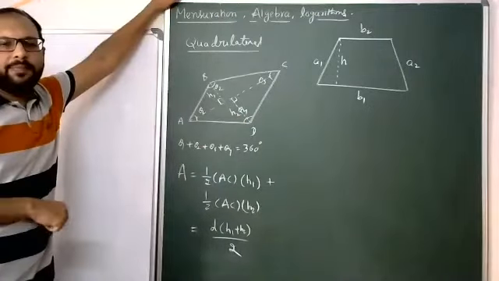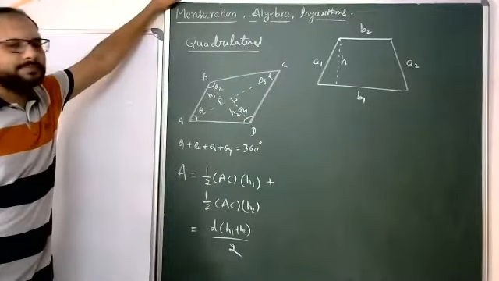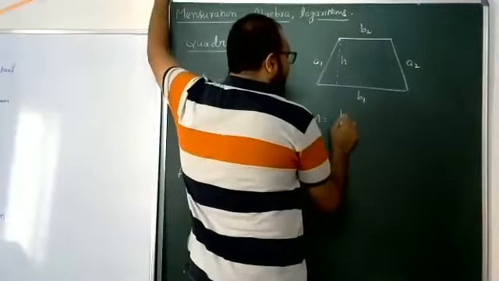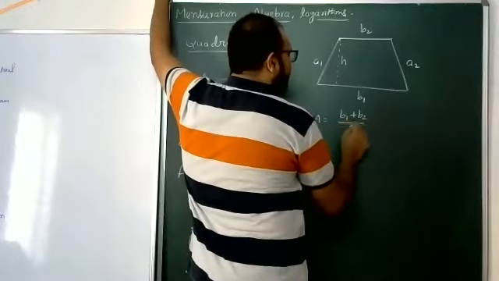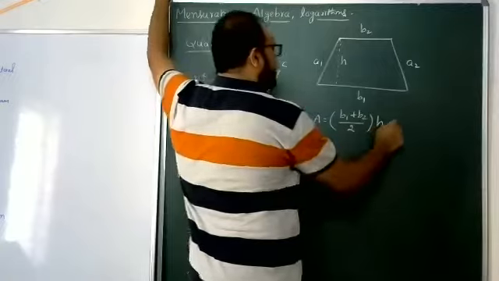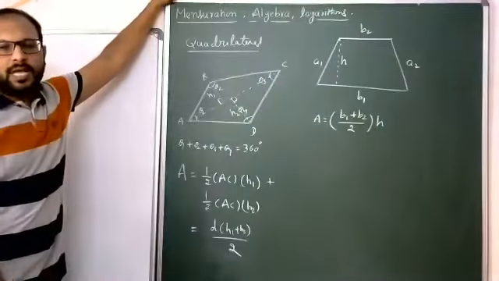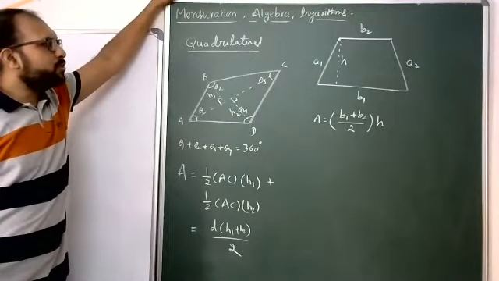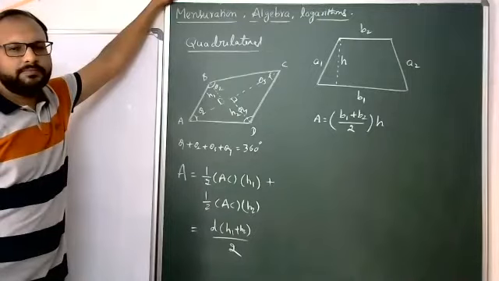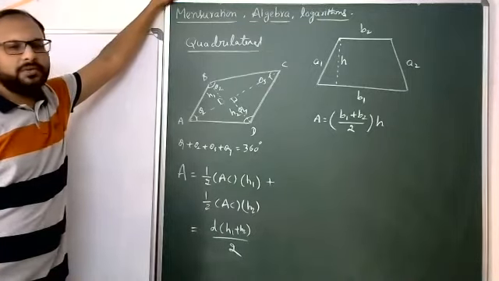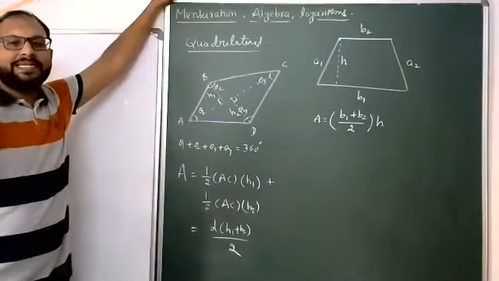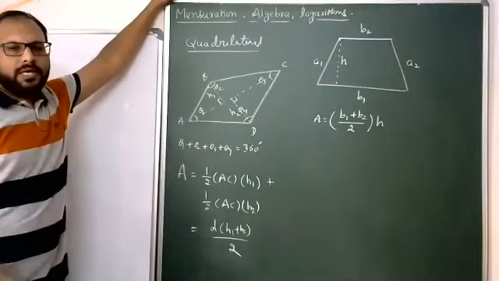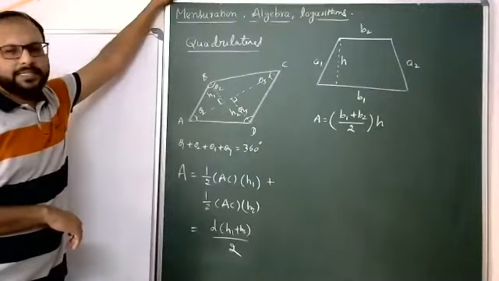So that is a trapezoid, one special case of a quadrilateral. That area is nothing but B1 plus B2 divided by 2 into H. Suppose, students, B1 equal to B2 and A1 also equal to A2, and exactly a rectangle. That is B into H. So trapezoid is also complete.